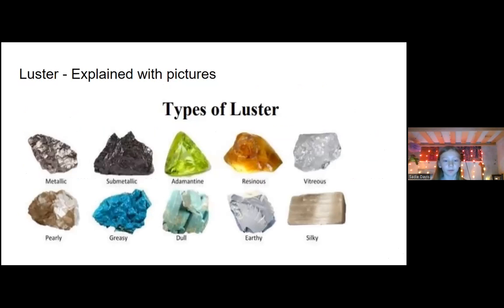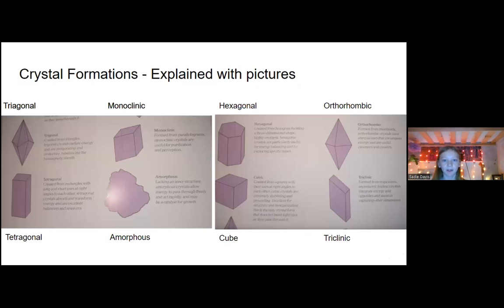These are 10 of the types of luster, and you can see that adamantine and greasy are really different. There are then 8 crystal formations that I can identify my rocks to: trigonal, monoclinic, tetragonal, amorphous, hexagonal, cubic, orthorhombic, and triclinic.